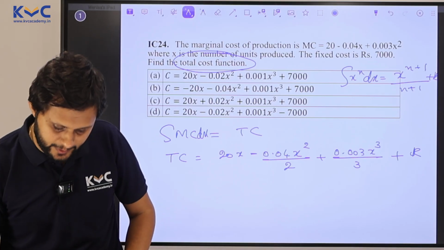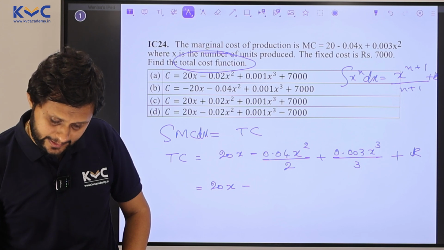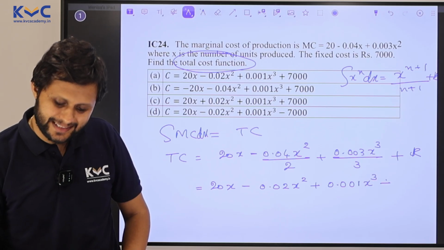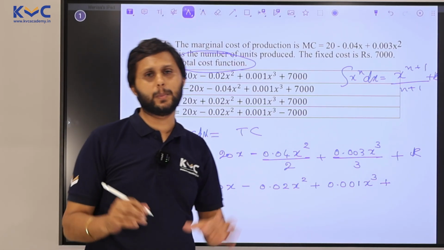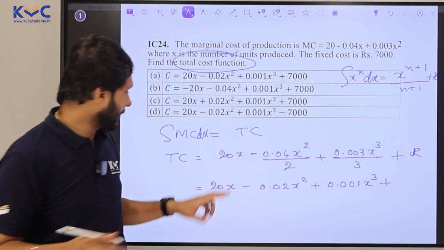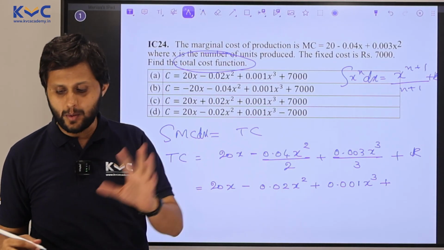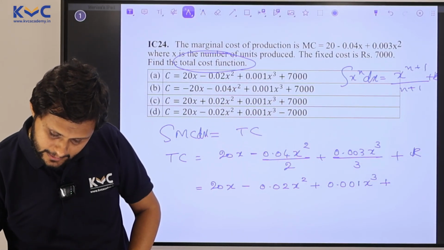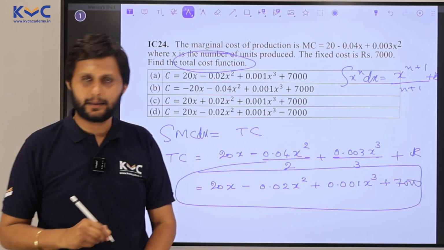Now we'll simplify this further. We have 20x minus 0.02x square plus 0.001x cube plus k. See, now this is all variable cost. Total cost is a combination of variable cost and fixed cost. Everywhere there is x, the moment there is x, that becomes variable cost. So we now have this k. K is fixed cost. How much is fixed cost? Fixed cost is 7,000. Correct, we got the answer.